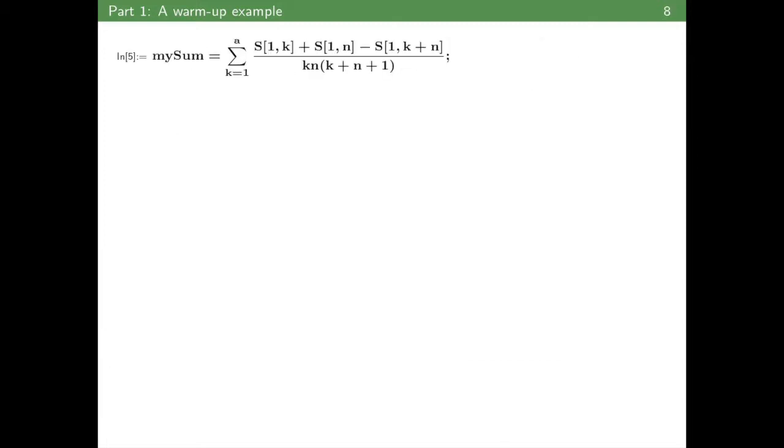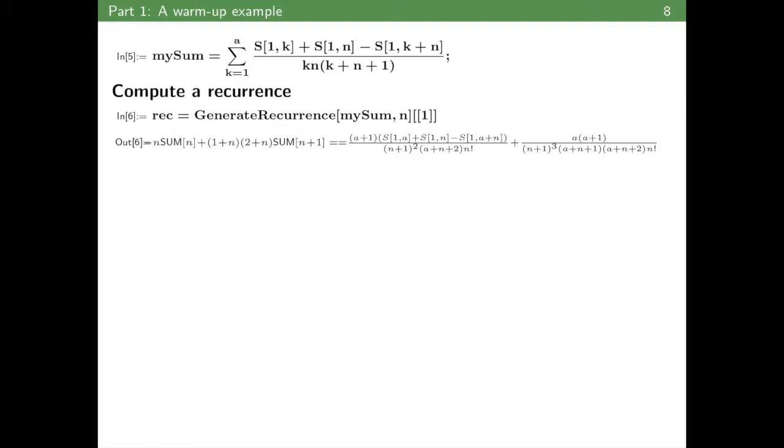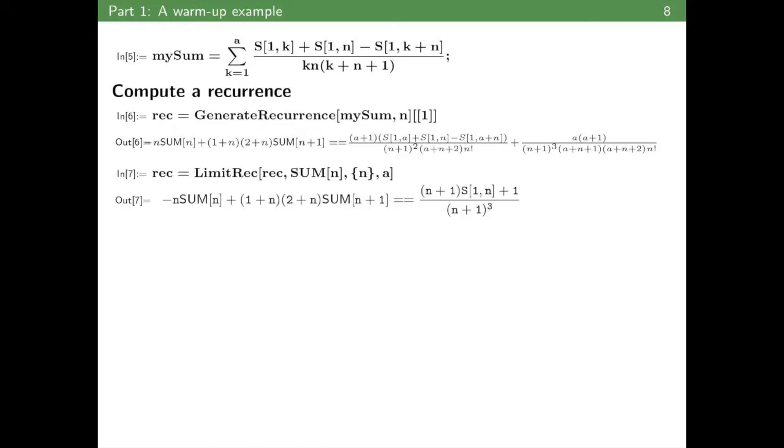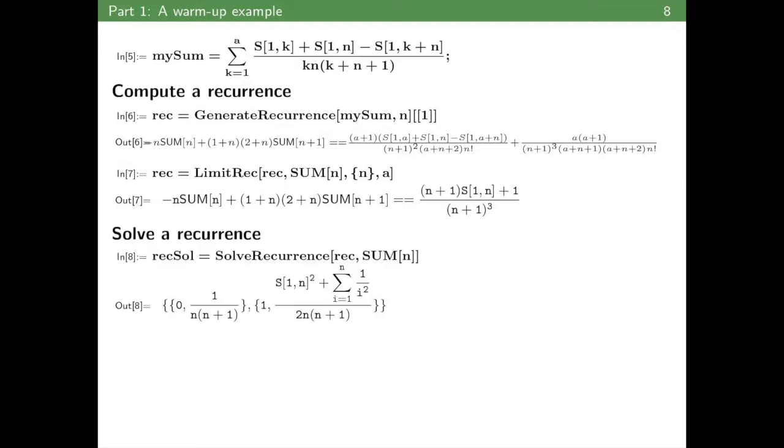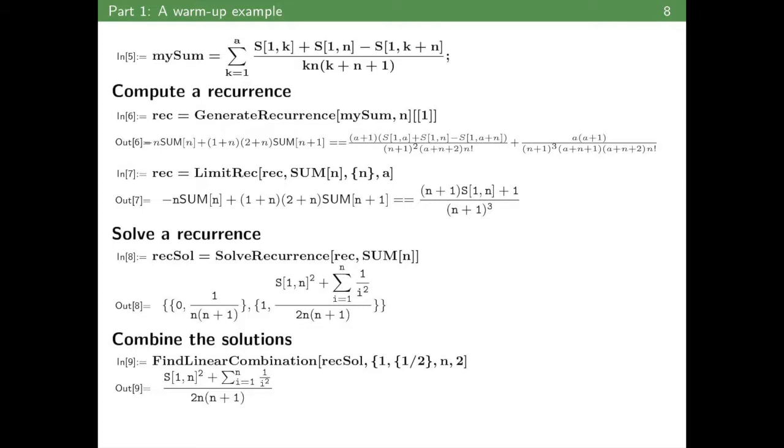So again, you can do this with Sigma. You insert your sum, generate recurrence, produces the recurrence that you have seen. Next, I perform the limit. I send a to infinity, and then I have the recurrence of the infinite version. Then I solve the recurrence. This is my homogeneous solution, and this is the particular solution. And finally, I take the first initial value, which uniquely determines the solution, and I get that.